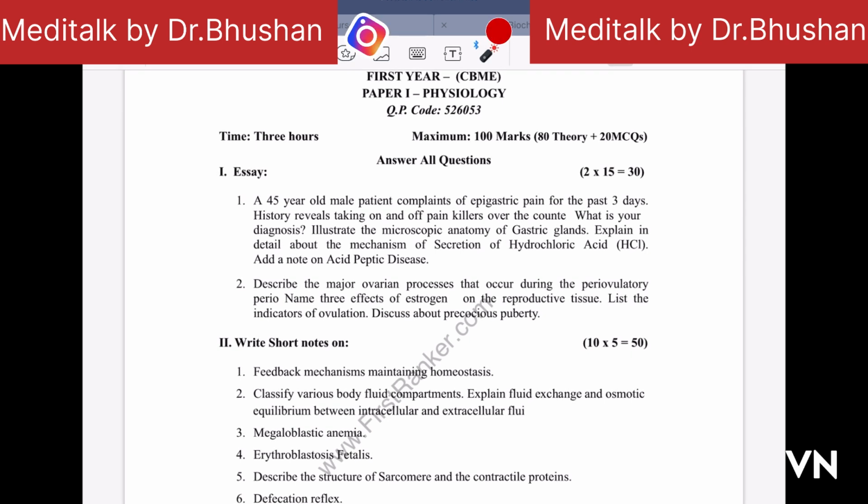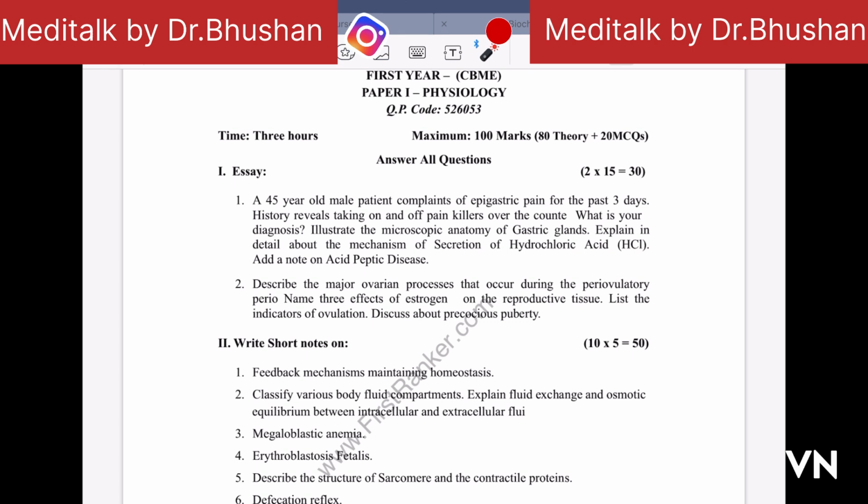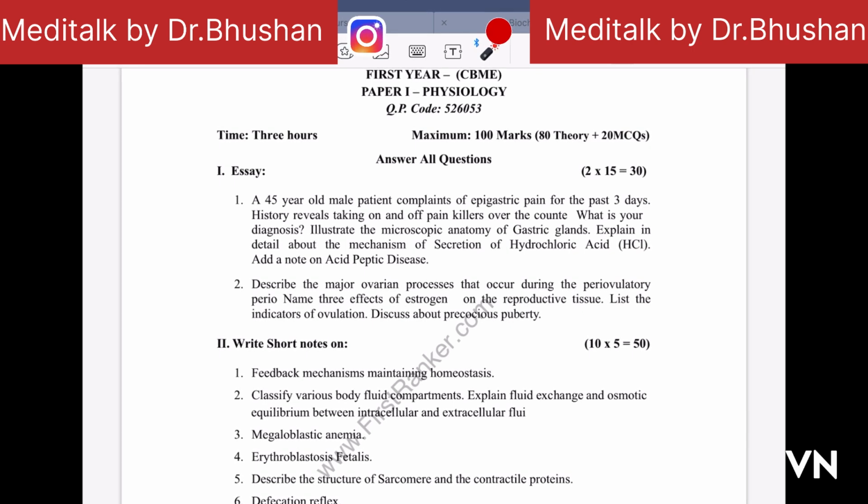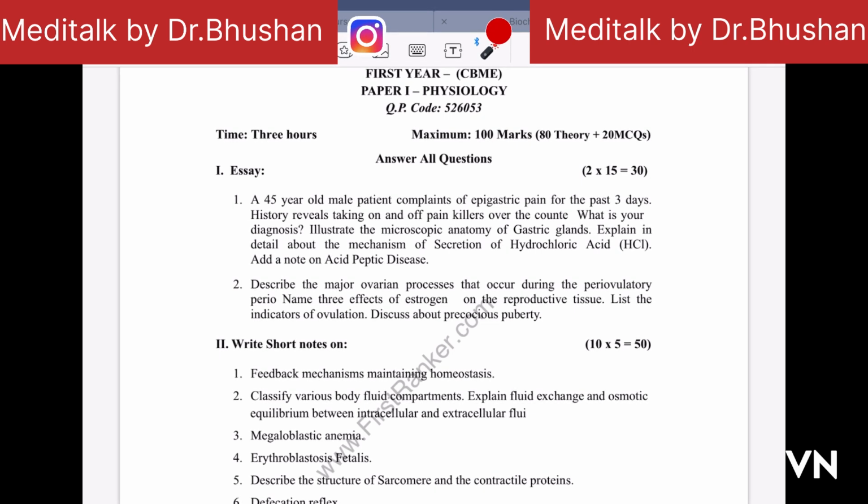Second, describe the major ovarian processes that occur during the pre-ovulatory period. Name 3 effects of estrogen on the reproductive tissue. List the indicators of ovulation. Discuss precocious puberty.